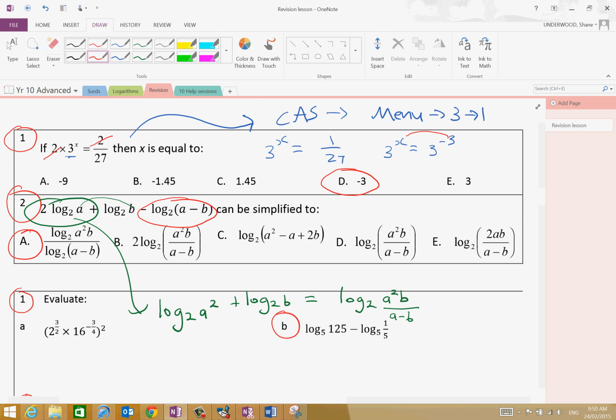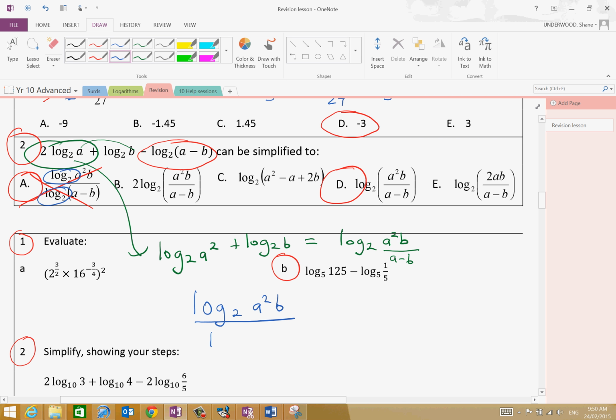No, actually, good, D. Whoa. The answer's D. The difference is, look at this. Log 2 over log 2 is not like cancelling out fractions. Log 2 a squared b over log 2, please, you're going to write this in your bound reference. You're going to make this and you're going to write it really big. Does not equal log 2 of a squared b on a minus b.